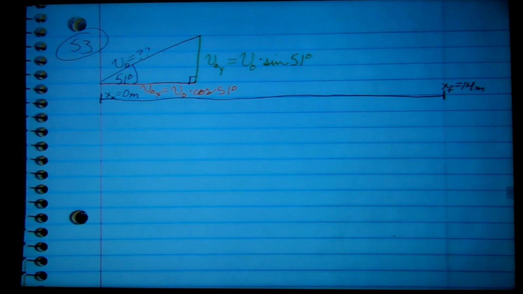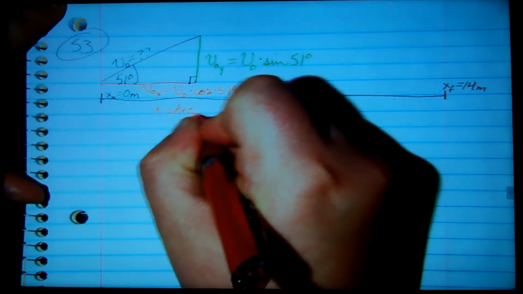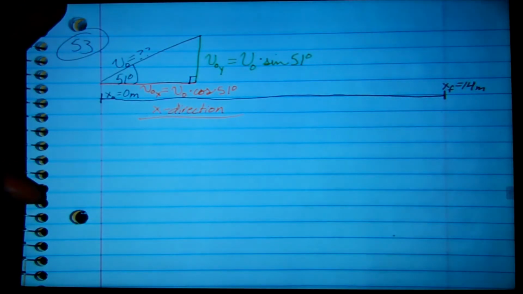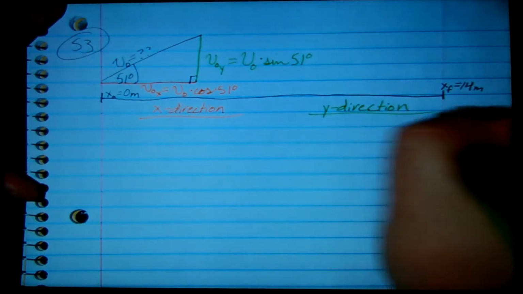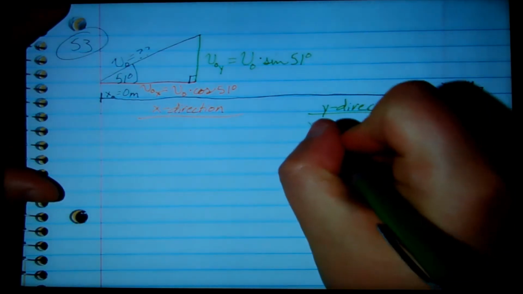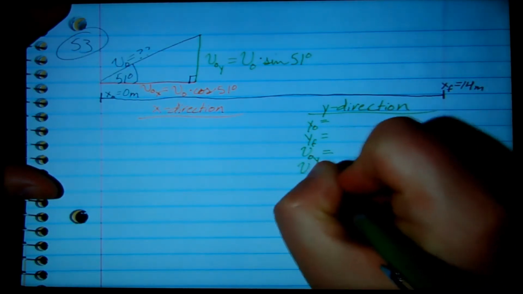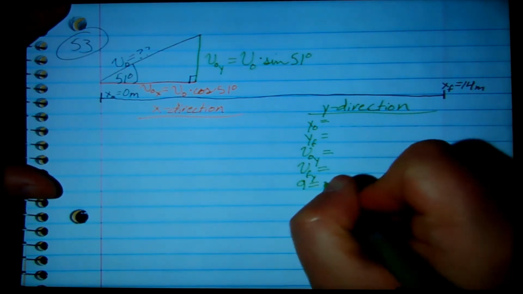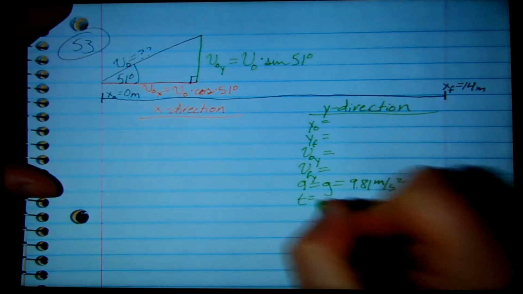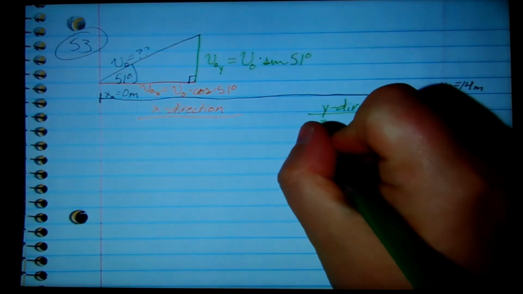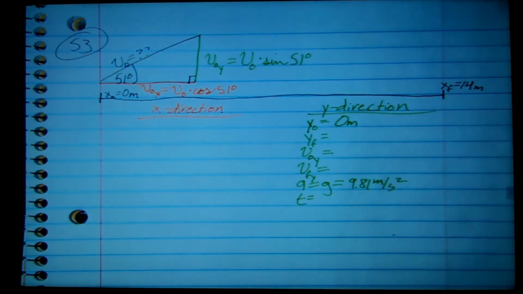So now we can label some information down. I'm going to do our list for the X direction, and we have our Y direction. We have initial Y, final Y, initial velocity Y, final velocity Y, acceleration, which is gravity, in meters per second squared, and we have time, which we know. Our initial position in the Y, we call that 0 meters. Let that work out really nice for us.